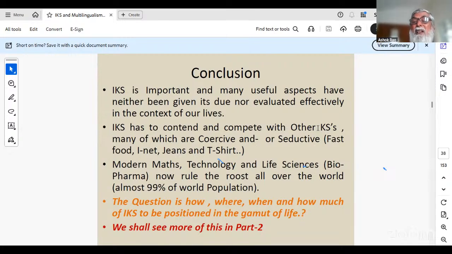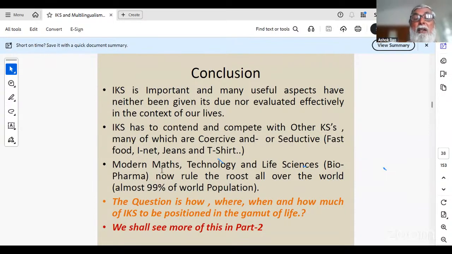Our younger generation have four things: fast food, internet, jeans, and t-shirt. These four components are some of the most comfortable and convenient for them. If you want to do anything serious, you have to overcome all this. And it's very difficult to overcome all this.